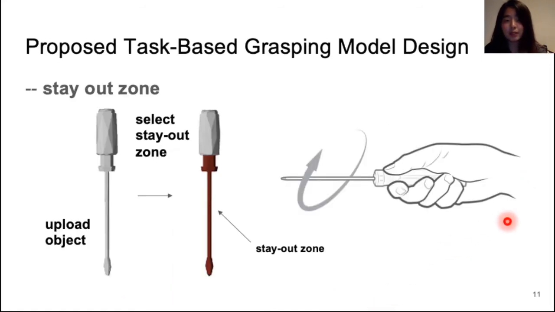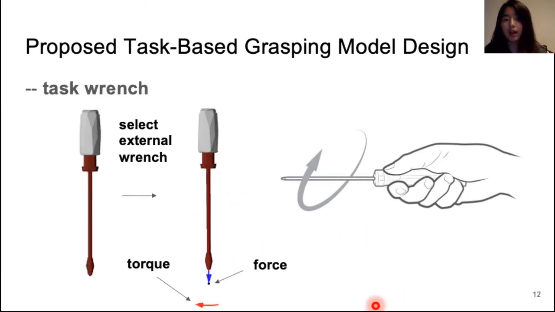We define the task-based grasping model by first identifying the stay-out zones. To define the stay-out zone, we paint the faces of a mesh. Here, the dark red region is painted as the stay-out zone for using a screwdriver. The grasp planning algorithm will ensure that computed grasps do not touch these areas. Also in the task-based grasping model, we define the external force and torque needed for the task. Here, the blue arrow pointing down is the task-specific force, and the red circular arrow is the task-specific torque.